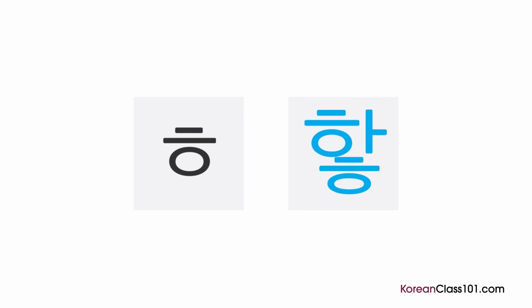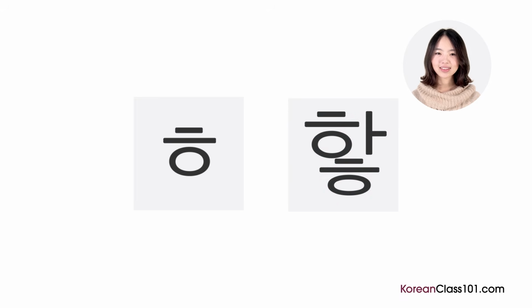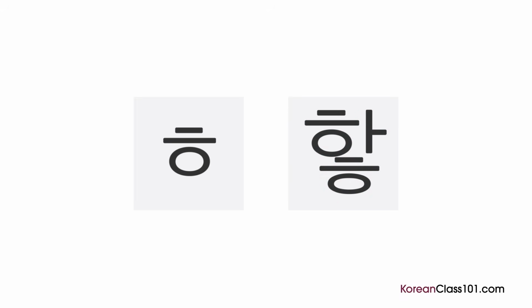In this block, the letter appears both in the top and in the 받침 position. 핫. 핫. We'll cover this in greater detail in Lesson 10.